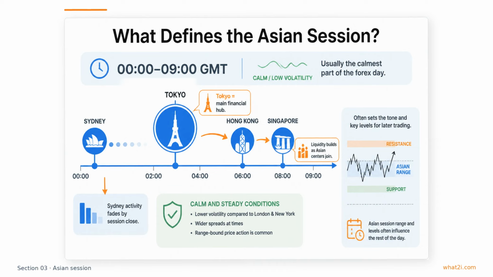Even though this period is often quieter than London or New York, it can establish key highs, lows, and range boundaries that matter later. In that sense, the Asian session often sets the stage rather than delivering the whole story. Traders who ignore it may miss the levels that London reacts to.